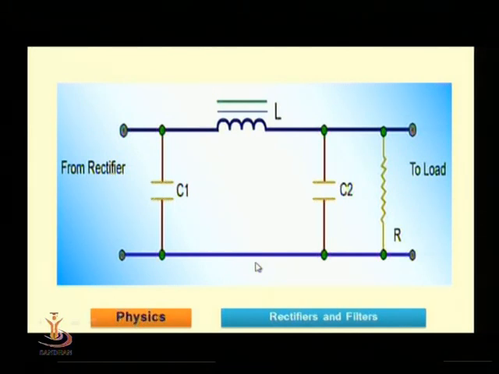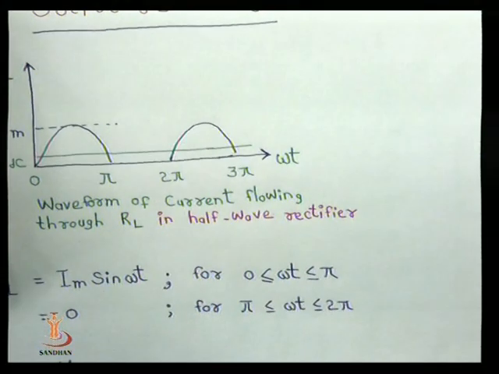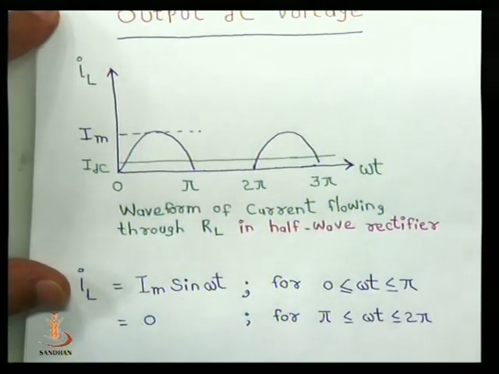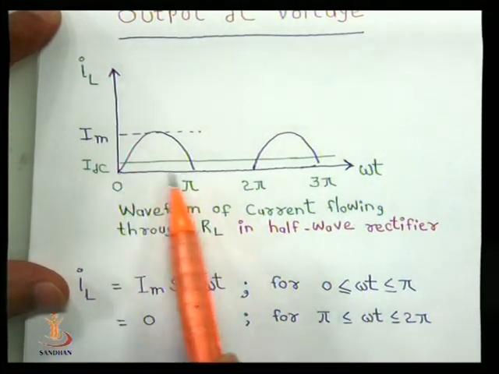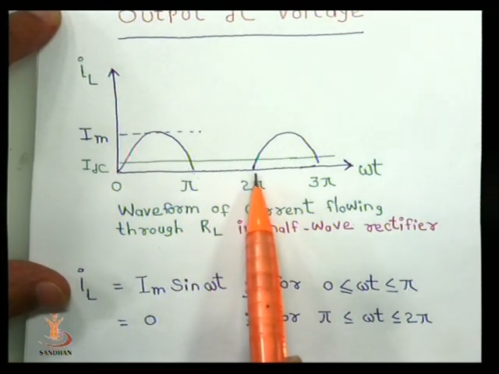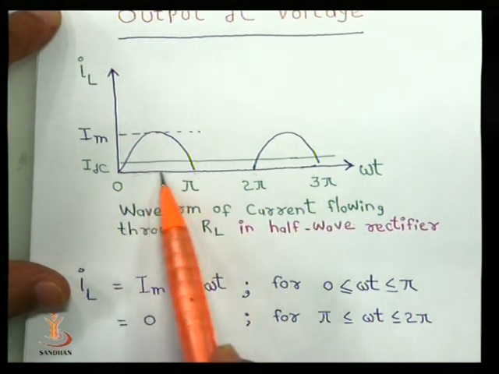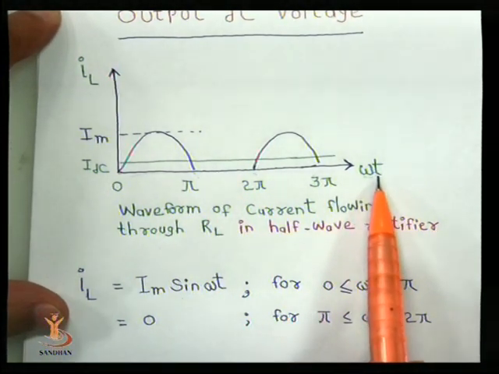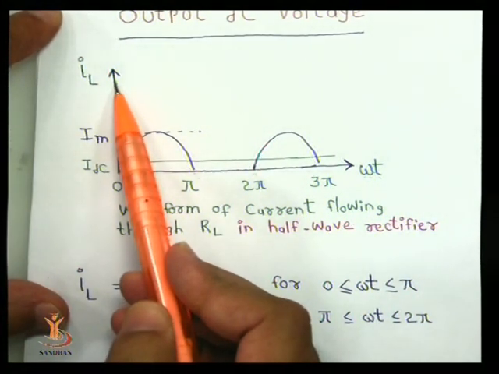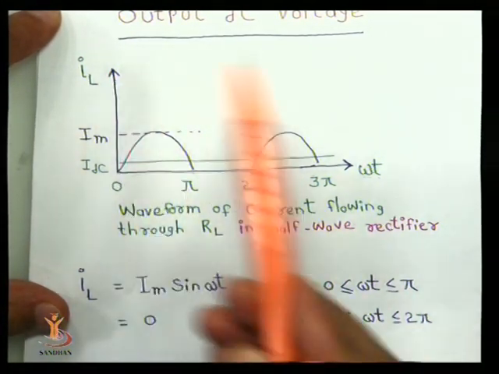Now let me see certain derivations related to the rectifier, on a tablet. The output DC voltage we are getting in a rectifier is listed like this. In a half wave rectifier we are getting the output from 0 to pi, not from pi to 2 pi, and again we are getting from 2 pi to 3 pi. This is the axis of omega t. Omega t is nothing but angular frequency omega times time t, and this one is the axis of the load current which is flowing through the rectifier and the load.